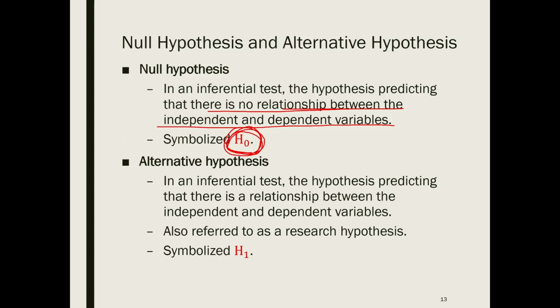The alternative hypothesis is symbolized as H1. This can also be called the research hypothesis, because, as I'll show you in some examples later, it really comes from the research question, and the research question often decides what the alternative hypothesis will look like. Basically, it says there is a relationship between the independent variable and the dependent variable. In terms of what kind of relationship, again, it really depends on the research question you ask.